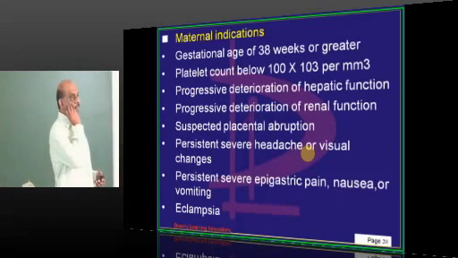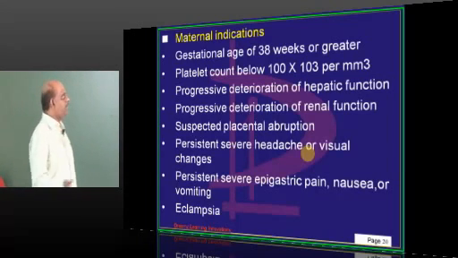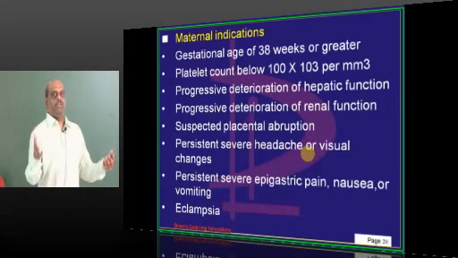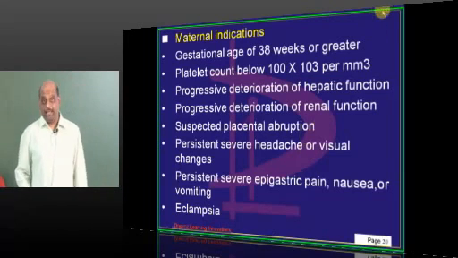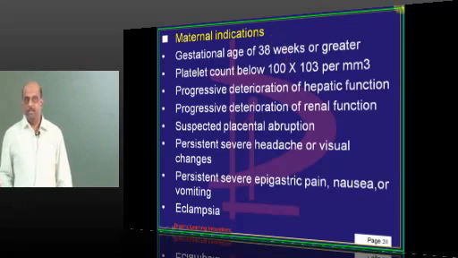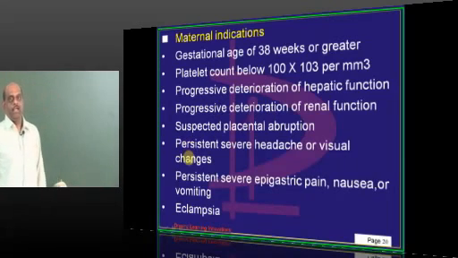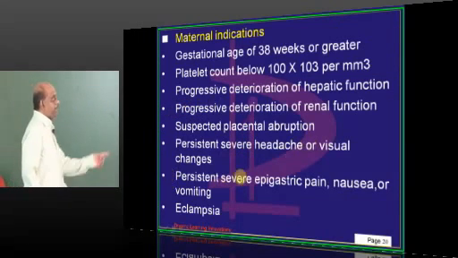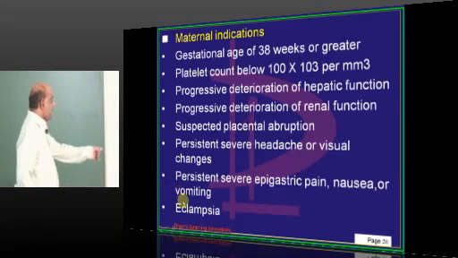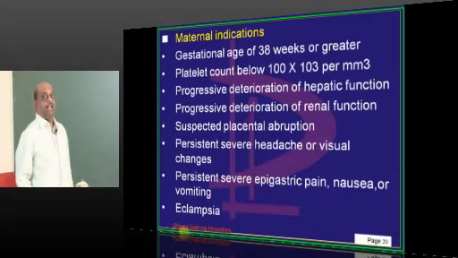Then what is the maternal indication? If the gestational age of the pregnancy is more than 38 weeks, no more waiting and watching policy. Ask the baby to come out. If the platelet count is below 1 lakh, that means she is going into HELLP syndrome, becomes an indication for the fetal delivery. Progressive deterioration of hepatic function or progressive deterioration of the renal function. And if there is any placental abruption suspected, or persistent severe headache or visual changes, or persistent severe epigastric pain, nausea, vomiting, or if there is eclampsia developing.